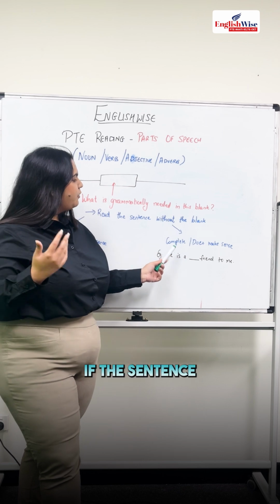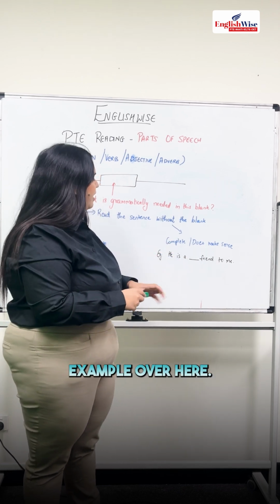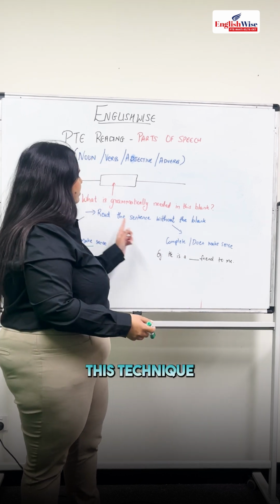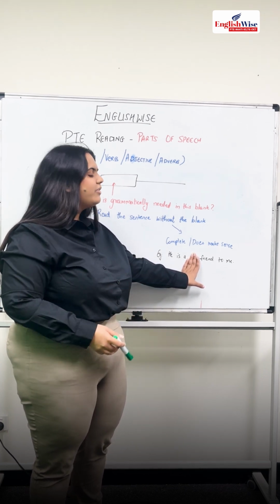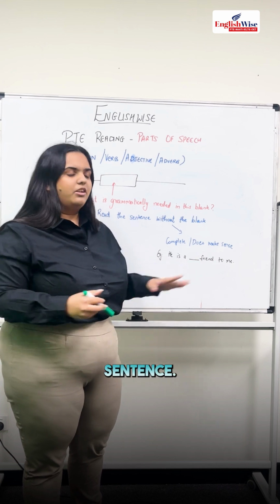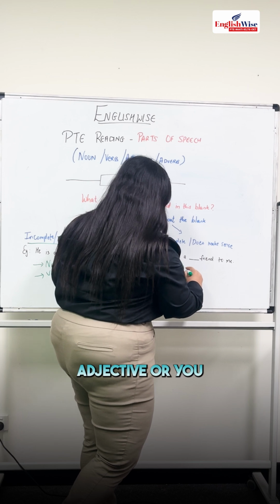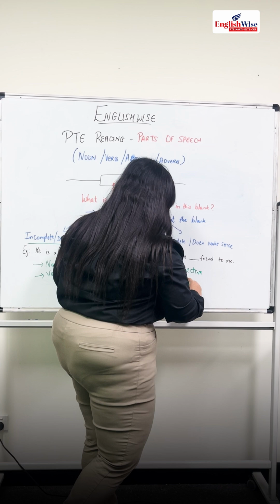On the other hand, the sentence may sound complete, or it does make sense. We have an example over here. He is a dash friend to me. Now we will use this technique again: we hide the blank and read the rest of the sentence. He is a friend to me. This makes sense. This is a complete sentence. So in such a case, you are either missing an adjective or you are missing an adverb.